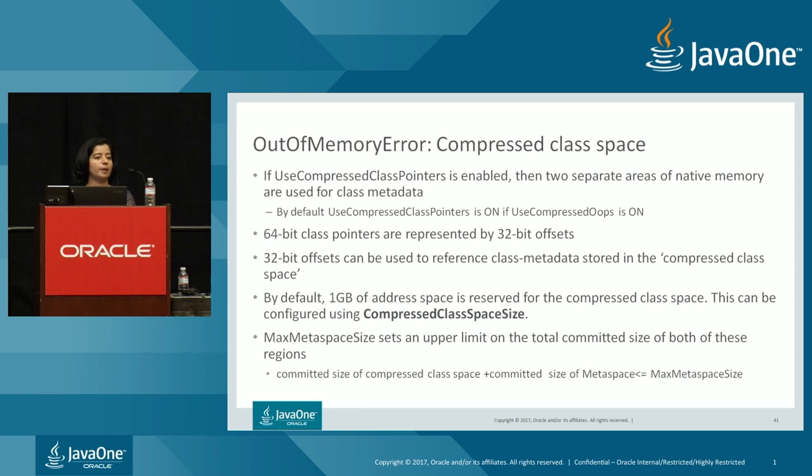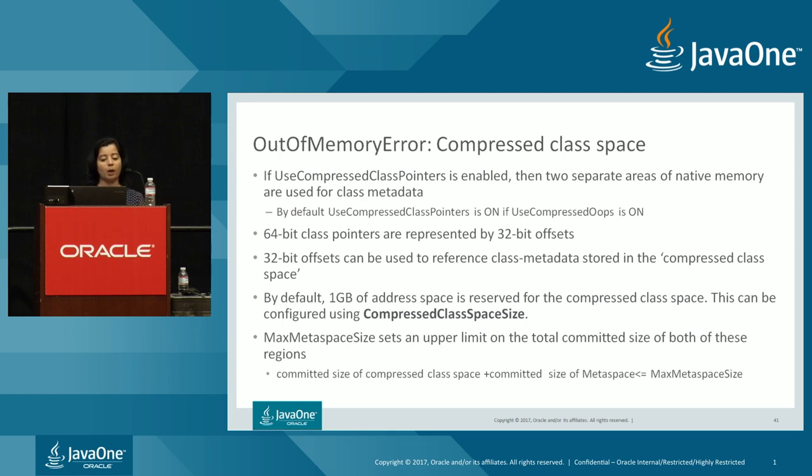Metaspace has compressed class space if the option UseCompressedClassPointers is enabled, which is enabled if UseCompressedOops is enabled, and which is true for 64-bit platforms. So by default, you would have UseCompressedClassPointers on your 64-bit JVMs. With this option on, the 64-bit class pointers are represented by 32-bit offsets. So there is a separate memory pool, and the class metadata in that memory pool can be referenced by 32-bit offsets instead of 64-bit pointers.